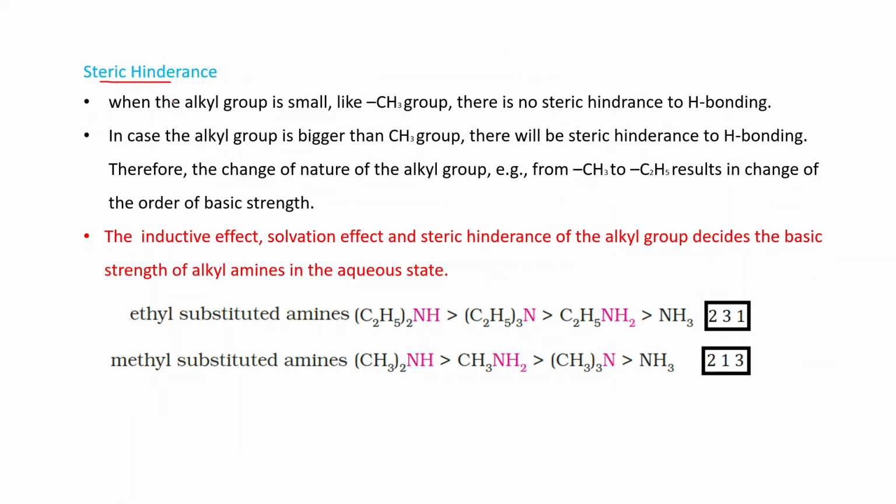Now, steric hindrance. When the alkyl group is small, like the CH3 group, there is no steric hindrance to hydrogen bonding. In case the alkyl group is bigger than the CH3 group, there will be steric hindrance to hydrogen bonding. Therefore, a change in the nature of the alkyl group, for example from CH3 to C2H5, results in a change of the order of basic strength.